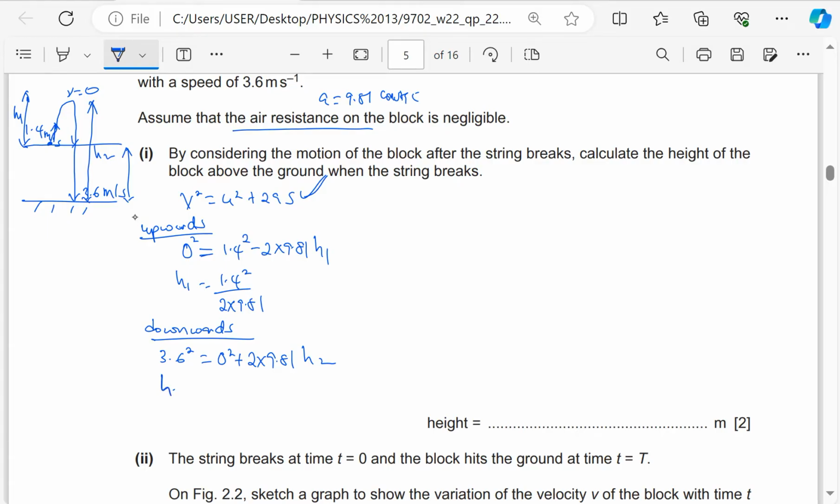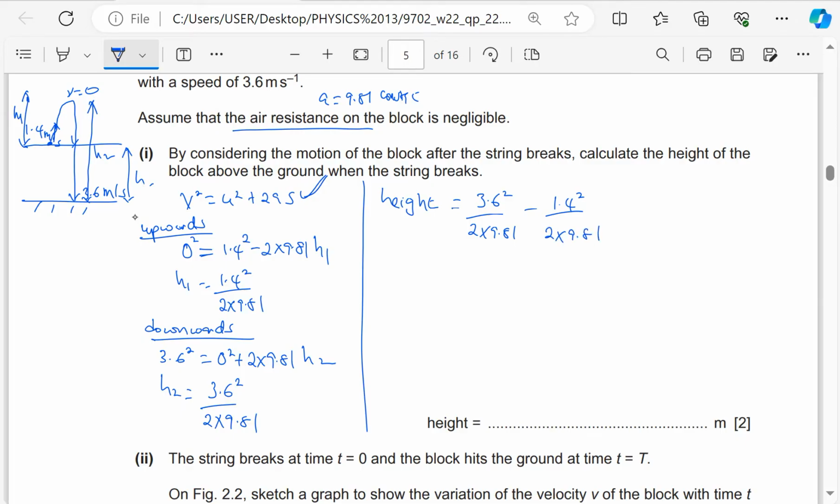So h2 is going to be equal to 3.6 squared divided by 2 times 9.81. So the height we want, which is this h here, is going to be the difference. The height we want is going to be 3.6 squared over 2 times 9.81 minus 1.4 squared divided by 2 times 9.81. So I'll just press the calculator.